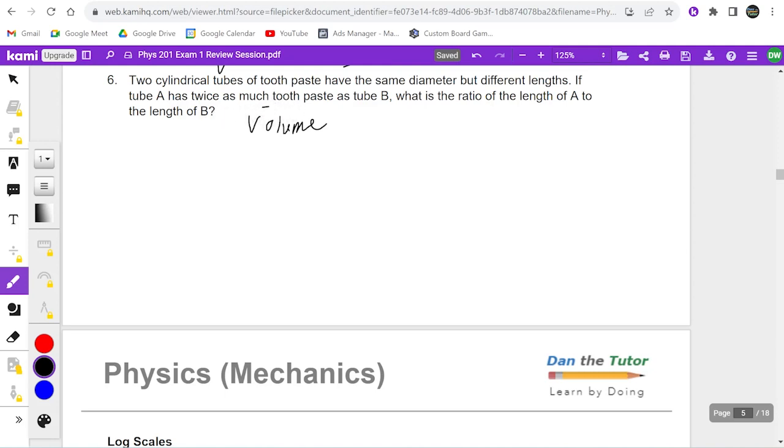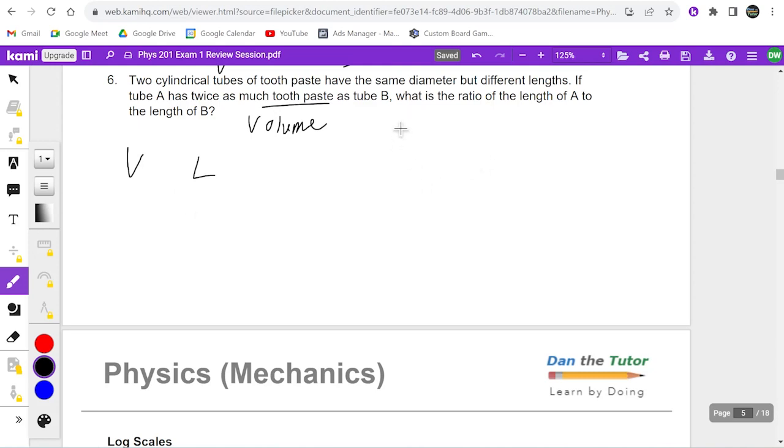And that is, if you have twice as much toothpaste, the amount of toothpaste you have is a volume. It occupies a 3-dimensional space. So it's definitely a volume that we're saying is changing. And we're relating a volume V to a length L.